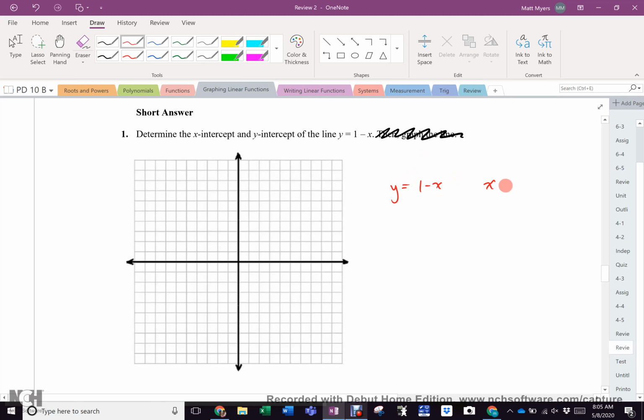So the x intercept is at (x, 0), which means that y is now a 0. 0 equals 1 minus x. Move that x over here, x equals 1. So my x-intercept is 1. My y-intercept is (0, y), which makes that x a 0. So y equaled 1 minus 0, so y equaled 1. So there it was, x equaled 1 and y equaled 1.